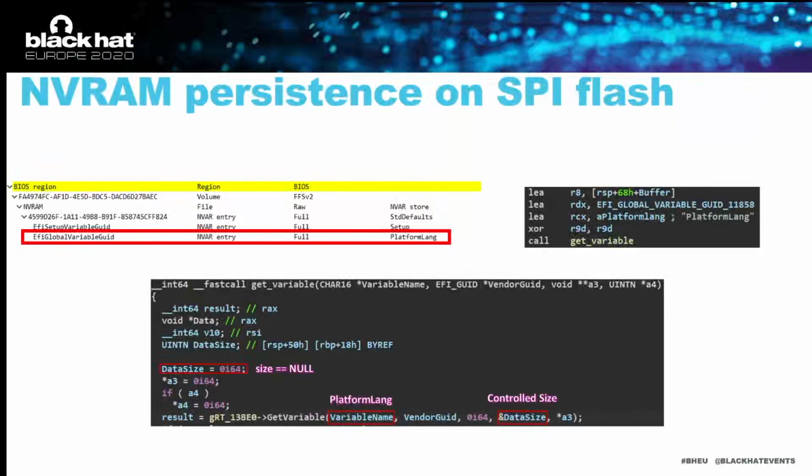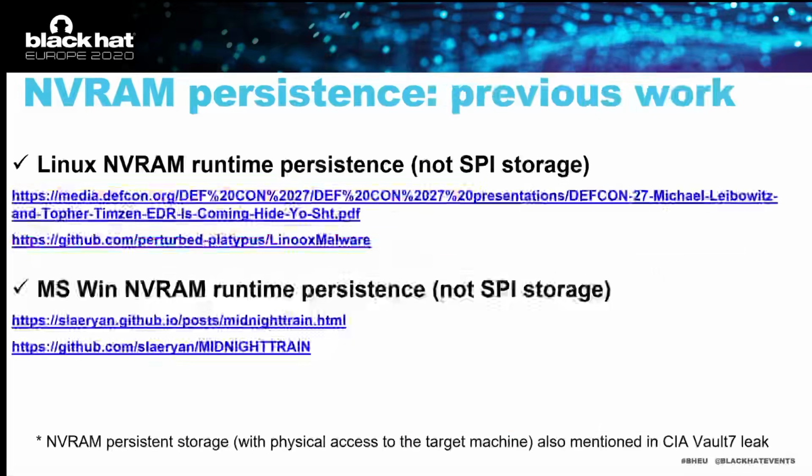As an example, the PlatformLang variable is quite a common case, because it's a normal EDK variable for choosing the language for the platform. On this screenshot, we can see the issue where the size is null, but we can control this size, and the platform variable is also controlled by the attacker. We'll talk about these vectors a bit further, and Andrew will cover a lot of additional details.